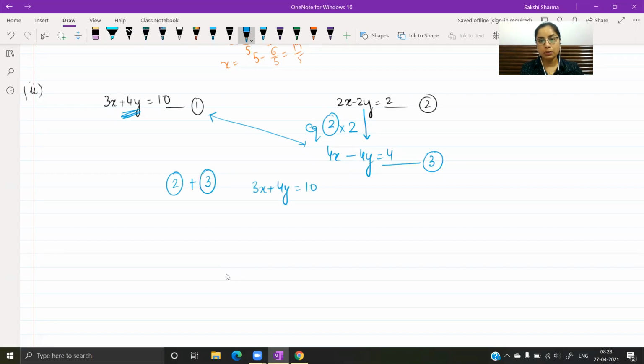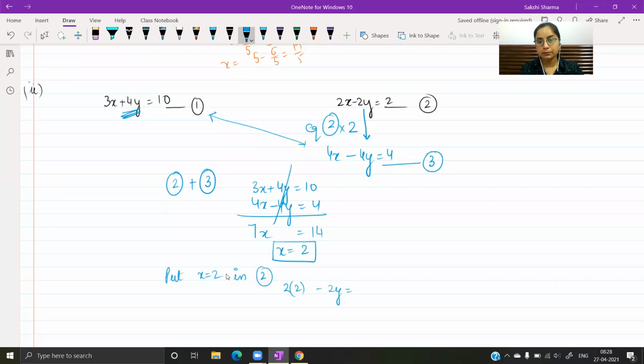I'm just writing down in columns. The term with y is cancelled. I'm left with 7x equals 14. x comes out to be 2. Now you can use this value either in equation 1 or in 2. Let's use it in equation number 2. y comes out to be 1.